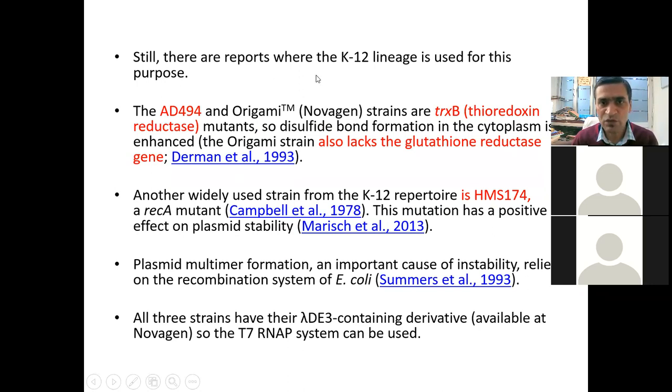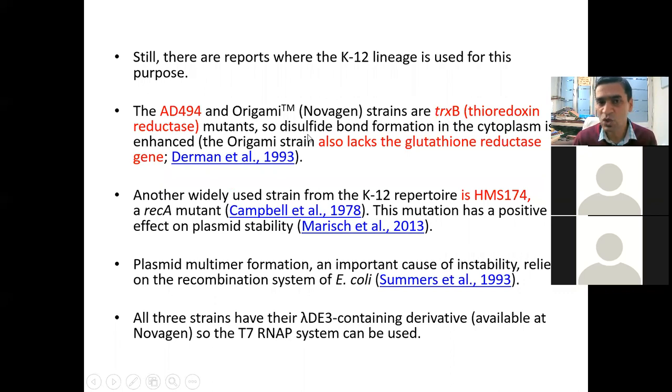Still, there are reports where the K12 lineage is used for the purpose. So this was about BL21. Now K12 lineages are also available, and the typical examples in this series are AD494 and Origami from Novagen. So Origami strains are also sold by this company. They are from the K12 lineage.